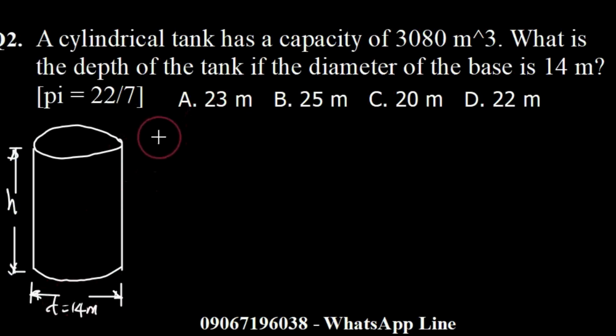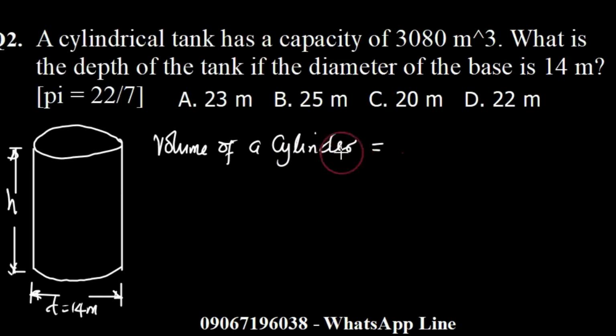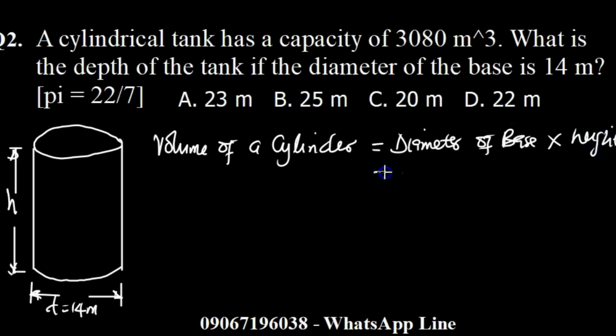So now the volume, let's record this formula, that the volume of a cylinder is equal to the diameter of the base times the height. Diameter of base multiplied by the height. Now, what's the diameter of the base? The base has a circular diameter. So that's going to be the diameter of a circle multiplied by the height.